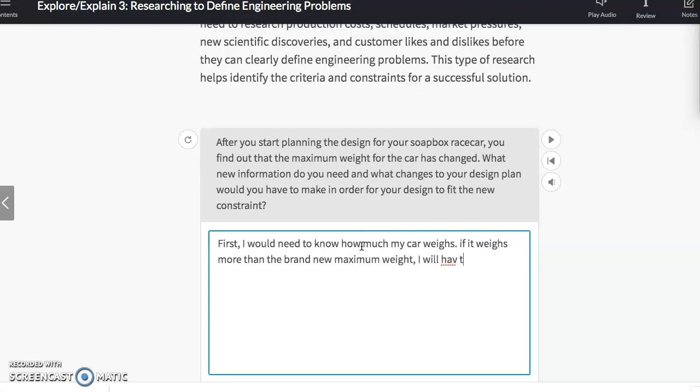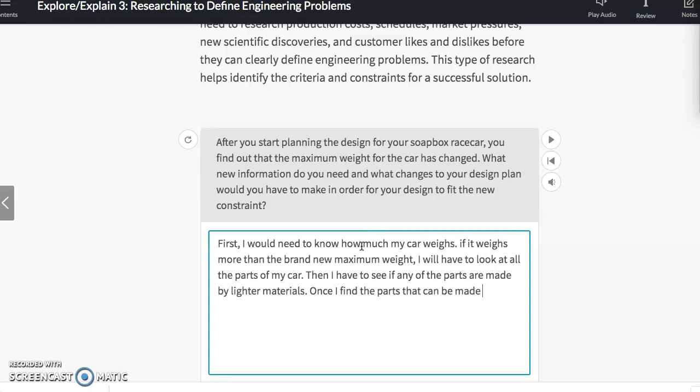I will have to look at all the parts of my car. Then I have to see if parts can be made of lighter materials. Once I find the parts that can be made lighter, I will get the parts and replace the heavier parts with the lighter parts.